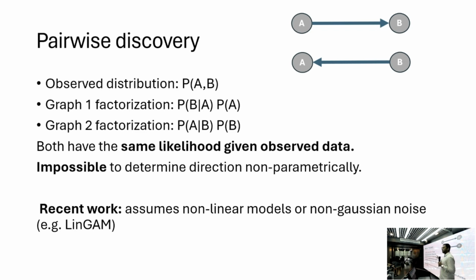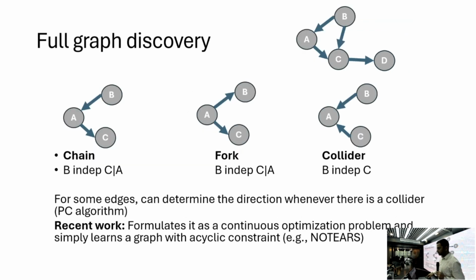But recent work, maybe a decade old now, but still ongoing, is about using some parametric assumptions. If you assume that there's non-Gaussian noise in this model, or if the model itself is non-linear, then there are ways in which you can discover the direction with some accuracy. One of the methods is LiNGAM, if you want to read up about it. So yes, we've made some progress. The results are still not in the high 90s, but there are now some ways of doing the pairwise problem. Then comes the full discovery problem.